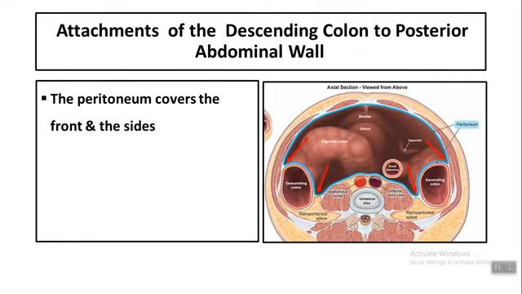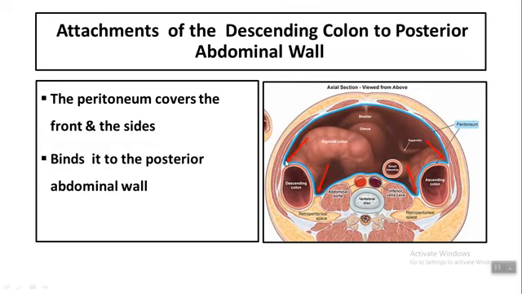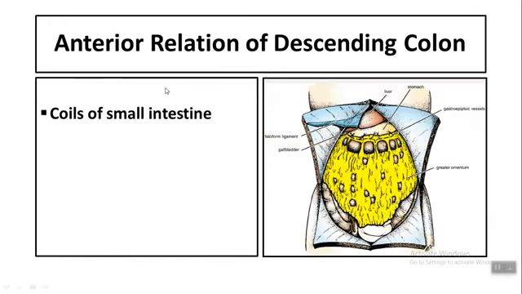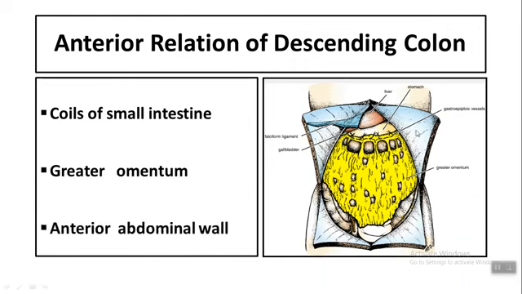Attached to the posterior abdominal wall by the peritoneum, it covers the front and the sides, where it forms the paracolic gutters. What are the anterior relations of the descending colon? The coils of small intestine, the greater omentum, that is in yellow color, and the anterior abdominal wall.